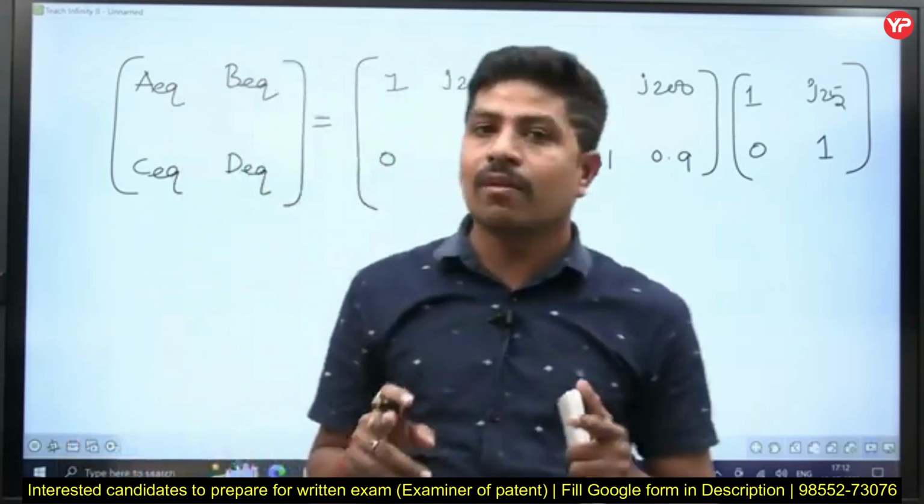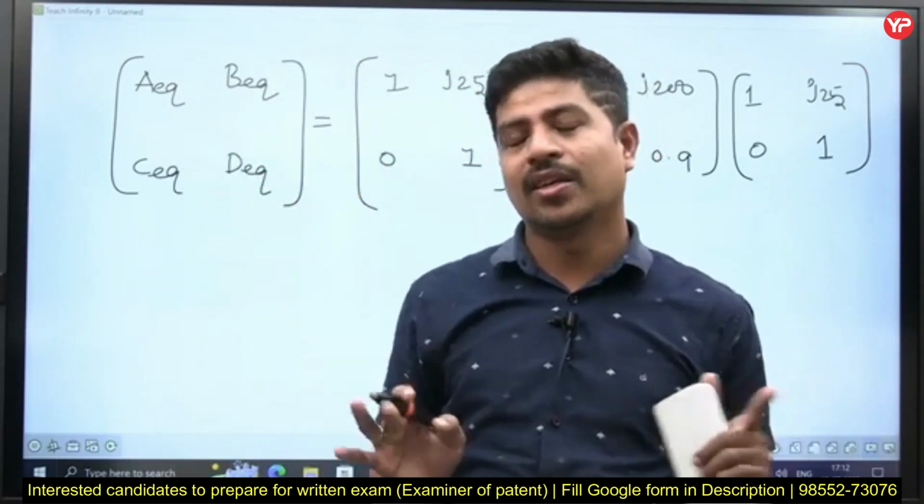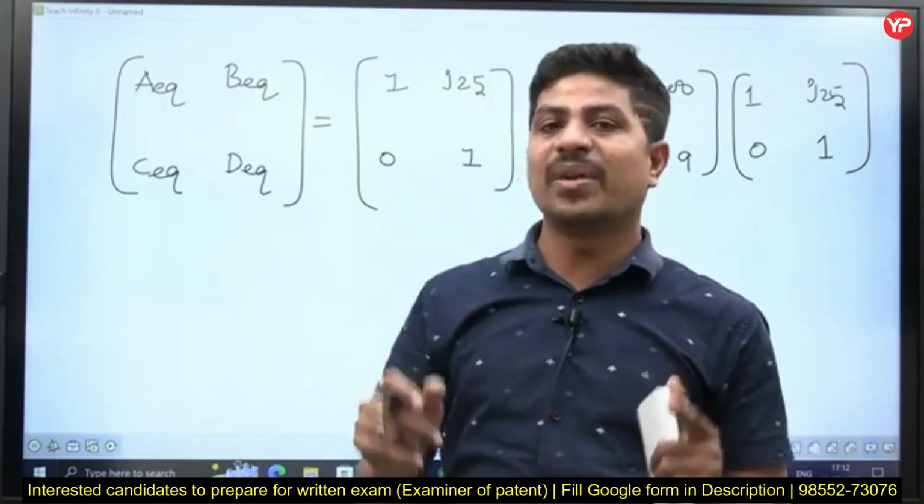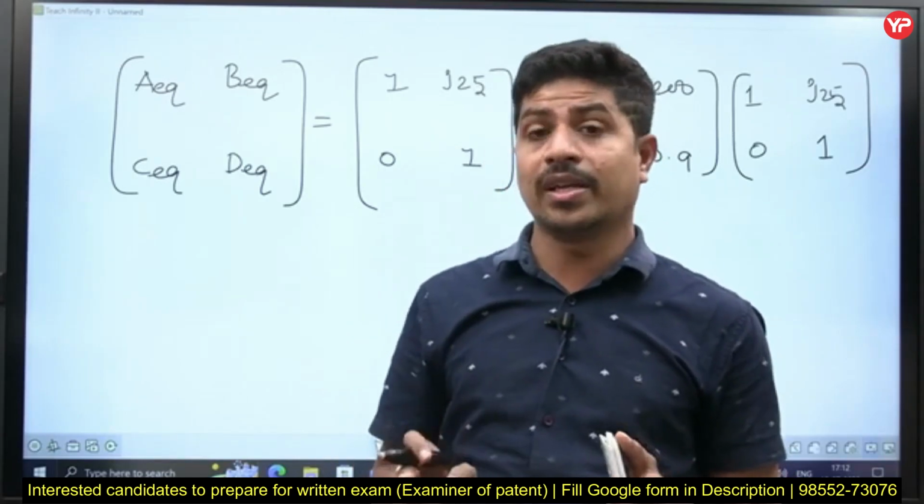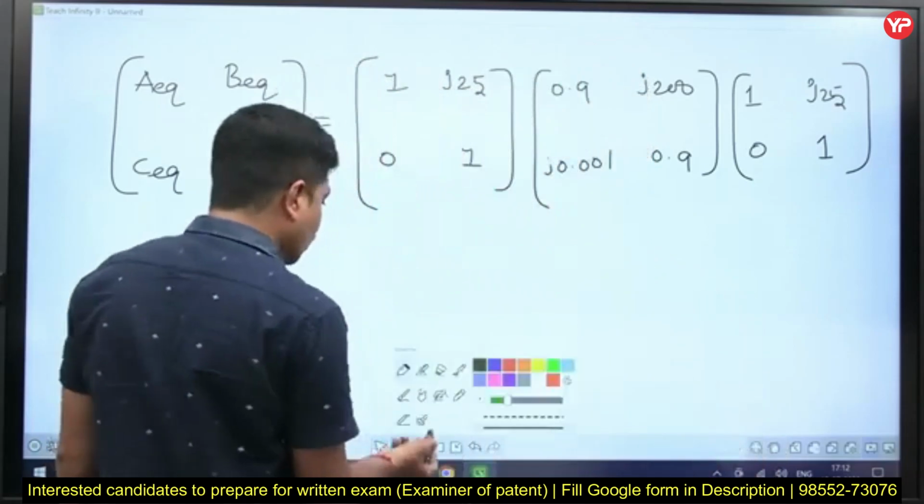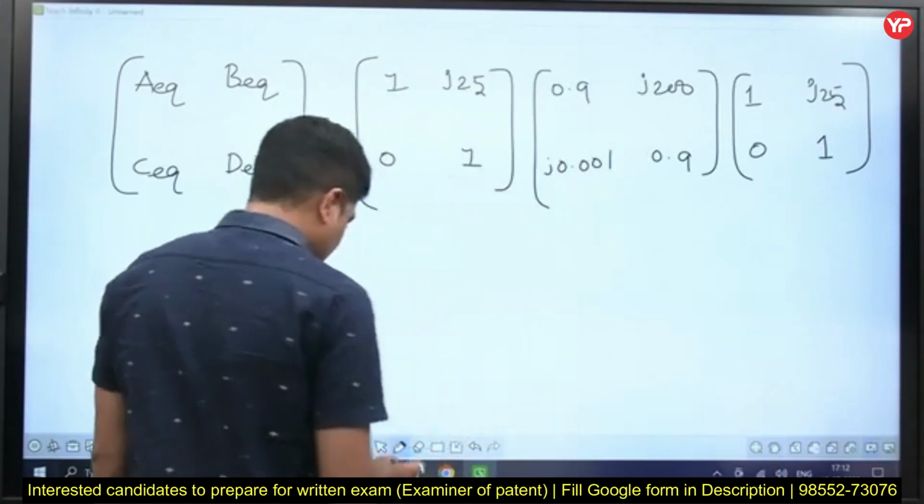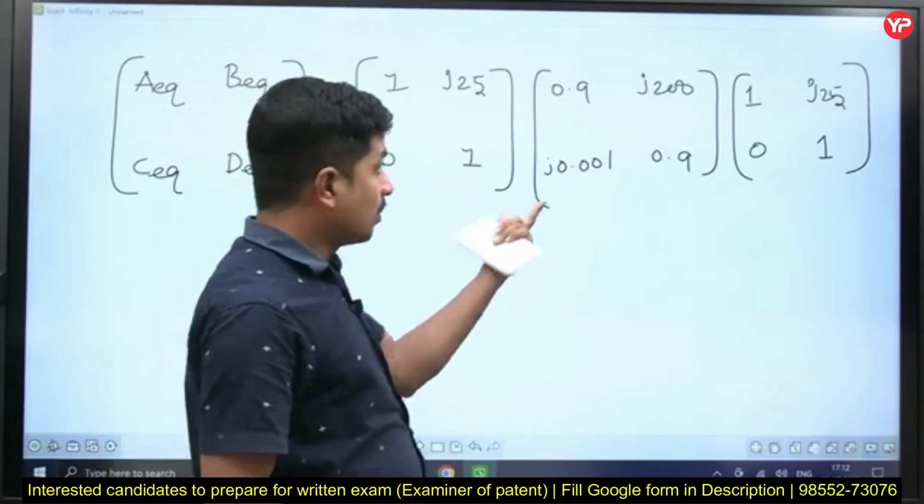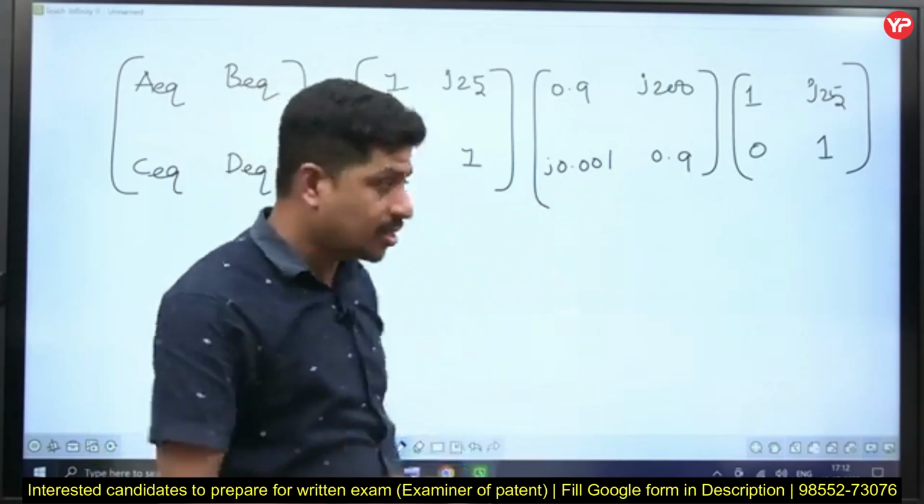So be careful when you are simplifying. There are a lot of chances of committing mistakes when you are simplifying. That is mandatory. So that's why I'll perform slowly. If there is any mismatch in my multiplication, please let me know.